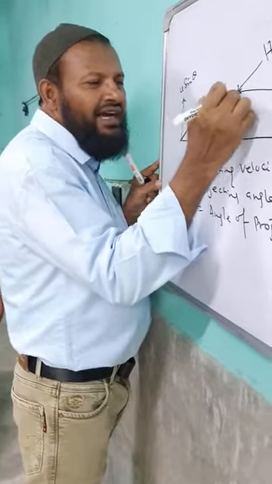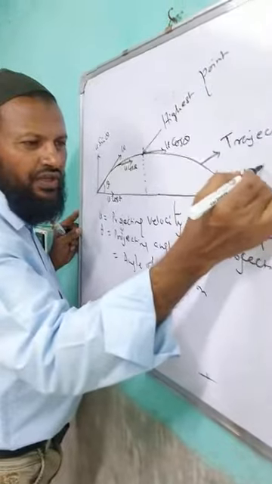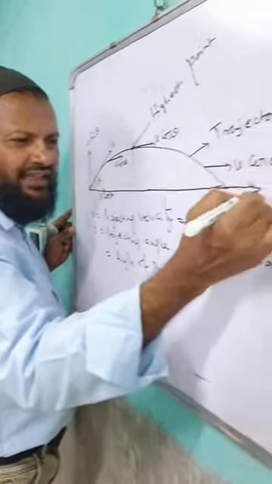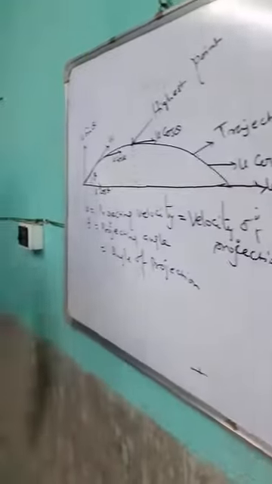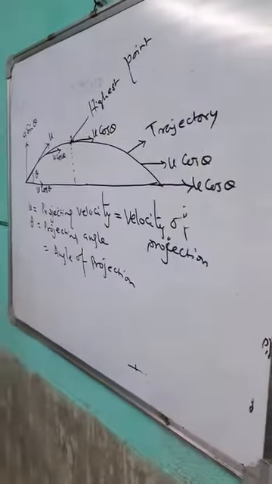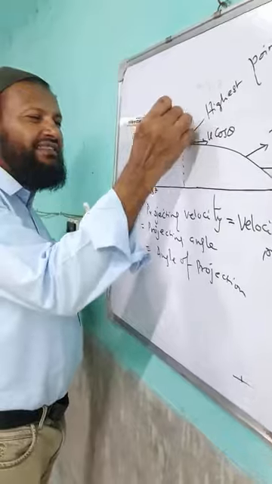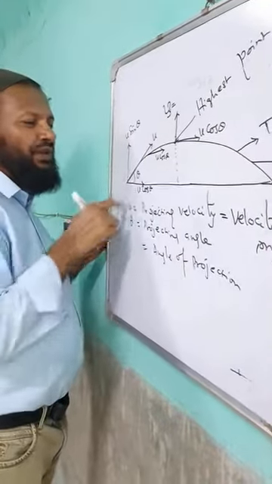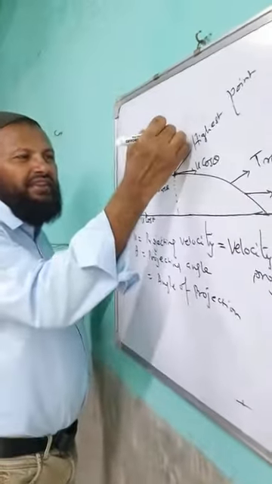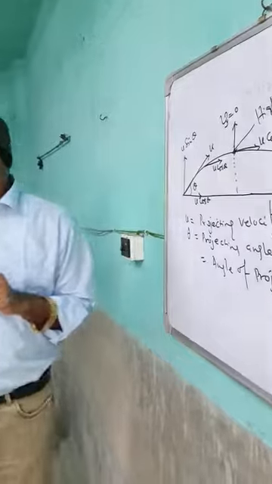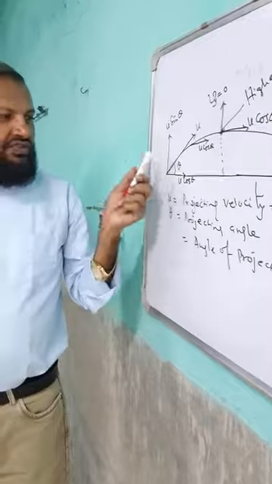Here is u cos theta. Here is u cos theta. And this is also u cos theta. U cos theta is the horizontal component of the velocity, and it remains the same. And this here is the vertical component. I am taking this as the y-axis and this as the x-axis. Since it is the highest point, here Vy is 0. This is u cos theta, u sin theta.